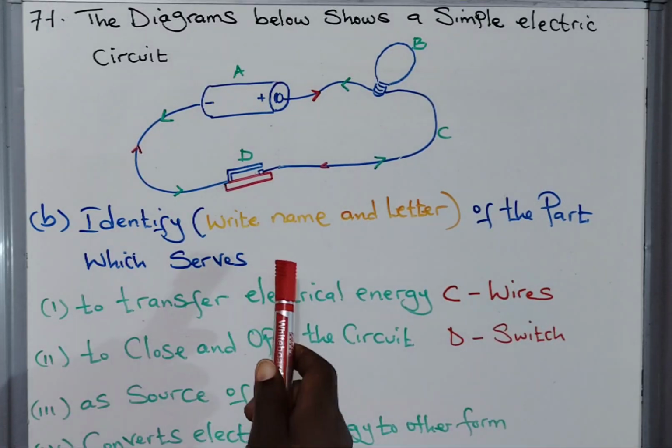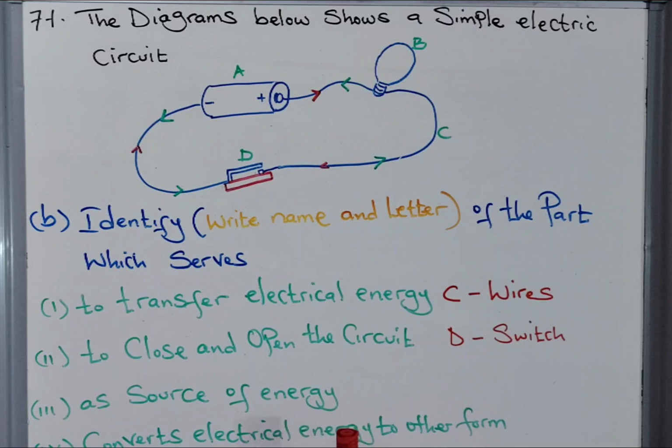Okay. Serves as source of energy. What part is serving as source of energy? The answer is A. And what is it? Cell. Remember, it's one. One is a cell. If there are many in an assembly, we call them battery. Then we come to this one. Converts electrical energy to other form. And that part is B. And what is B? Bulb. Our bulb converts electrical energy to light and heat.